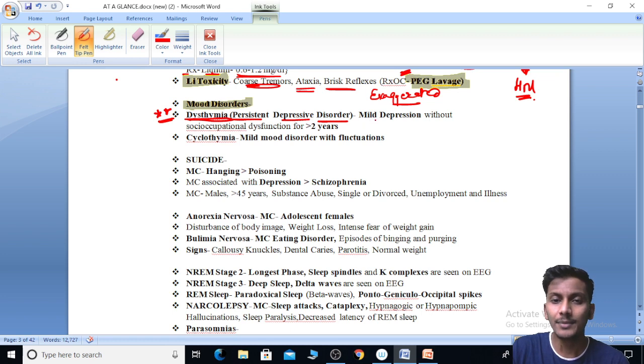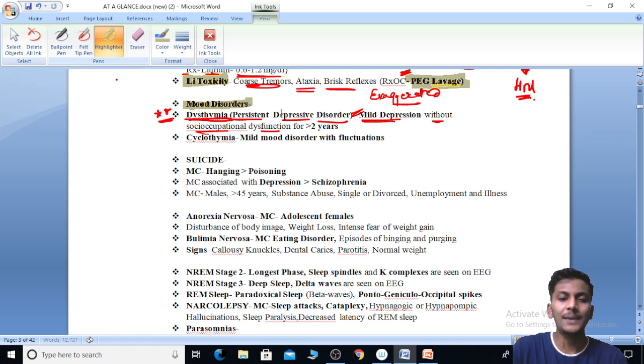This is characterized by mild depression without socio-occupational dysfunction. Remember, what usually happens in depression? The person has depressed mood and cannot function properly, right? He cannot function in his workplace, or maybe he cannot function in the community itself. Altogether this is known as socio-occupational dysfunction, which is usually associated with depression. But in cases of dysthymia, there is just mild depression which is not associated with any socio-occupational dysfunction, right? So remember, dysthymia means depression which is very mild and not associated with socio-occupational dysfunction.